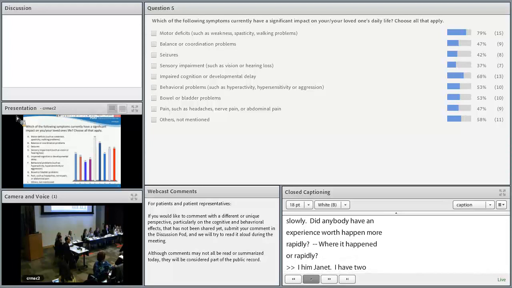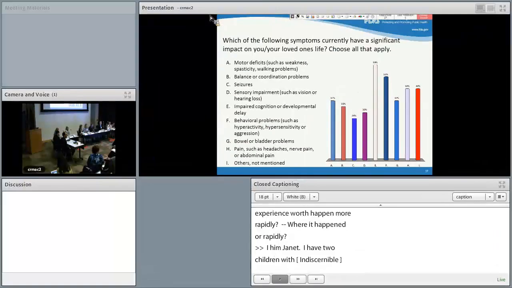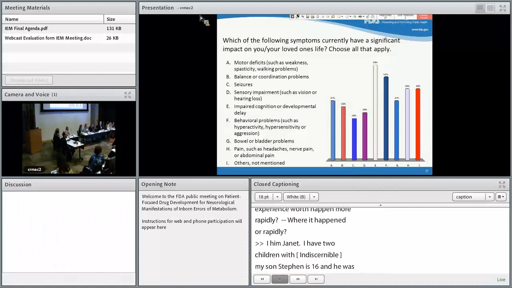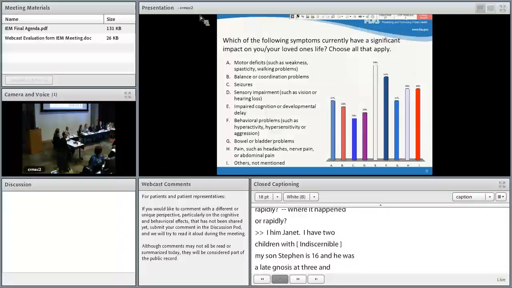Hi, I'm Jana Monaco, and I have 2 children with isovaleric acidemia. My son Steven is 16, and he was a late diagnosis at 3.5, so he was the perfectly healthy, normal child who just didn't wake up one day. And he suffered severe disabilities, it was a severe brain injury. Everything that happened with him was abrupt over a 24-hour period of time.